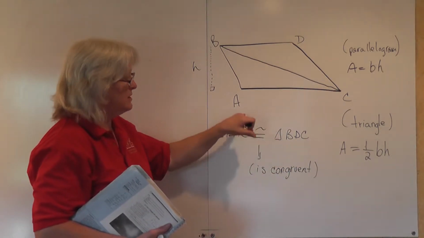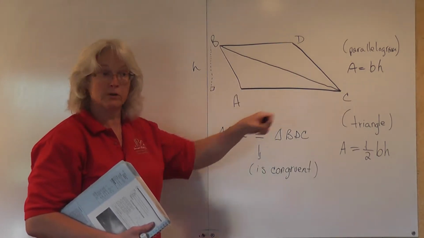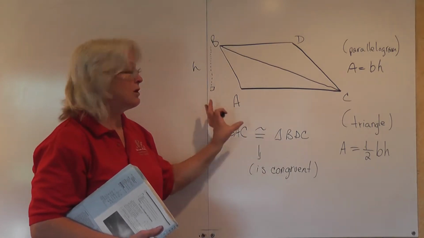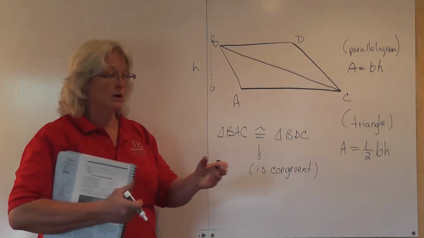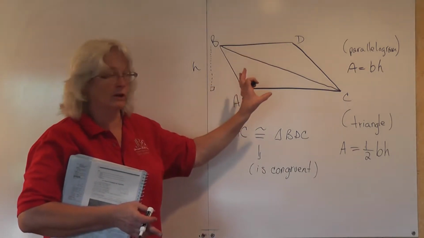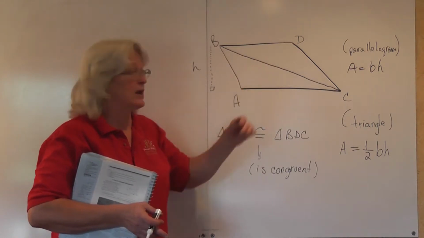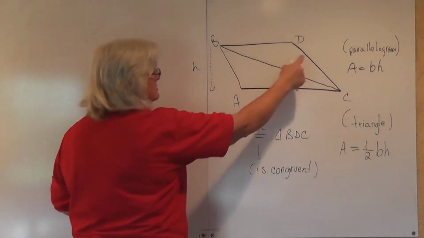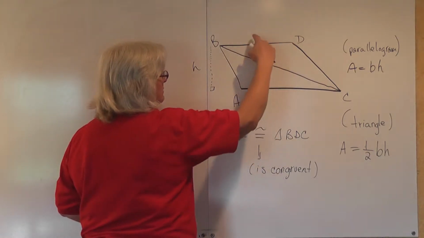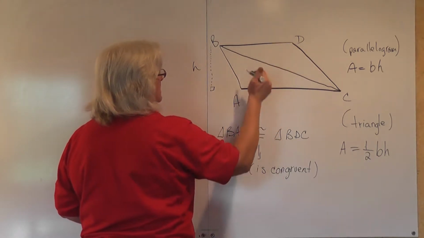This little equal sign with the tilde on top of it means is congruent to. Triangles that are congruent are the same size and shape. They may be oriented differently. How do we know that these two triangles are the same size and shape? We have two pairs of parallel sides.